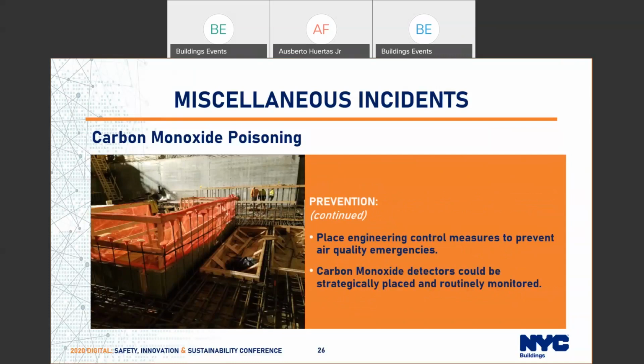Also, place engineering control measures to prevent air quality emergencies, and carbon monoxide detectors could be staggered and routinely monitored throughout the site.